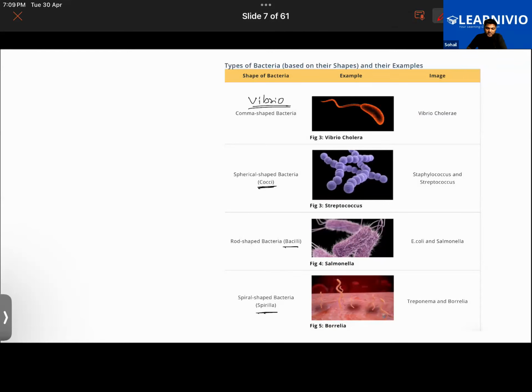As of now, just note down, just keep in mind the shapes of the bacteria and their examples. So have a quick look at it. I will be asking few questions from it.